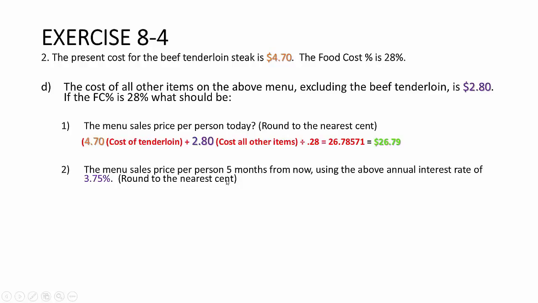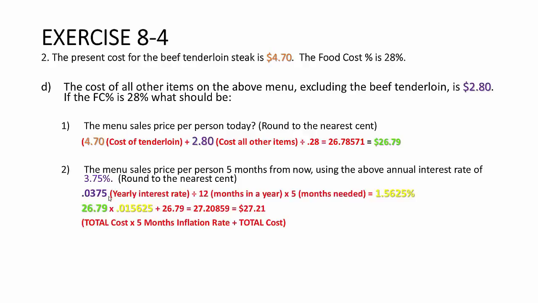Now, what if we want the menu sales price per person 5 months from now? Let's take a look at what the annual inflation rate of 3.75% does here. In other words, we have to add 5 months of inflation to the current selling price. The first thing we're going to do is figure out exactly how much annual inflation there is in a 5-month period. So here's decimal 0.0375, the decimal equivalent of 3.75%, the yearly rate. Let's divide the yearly rate by 12 and then take the monthly rate and multiply it by the 5 months we're asked for. So in this particular case, 5 months of inflation is 1.5625%.